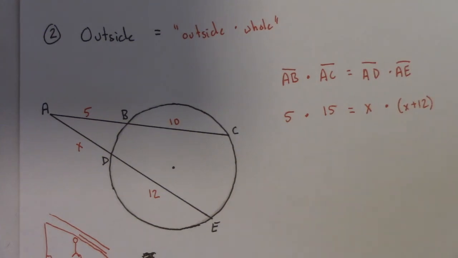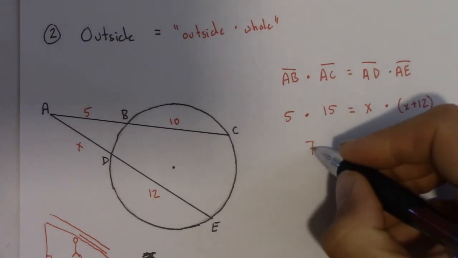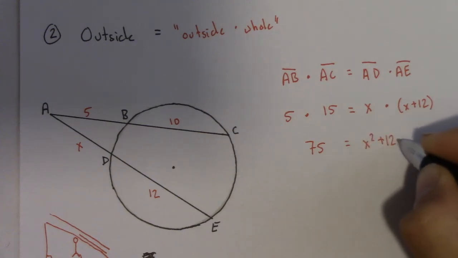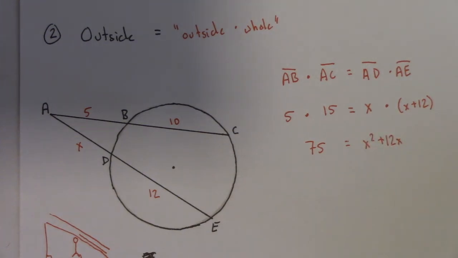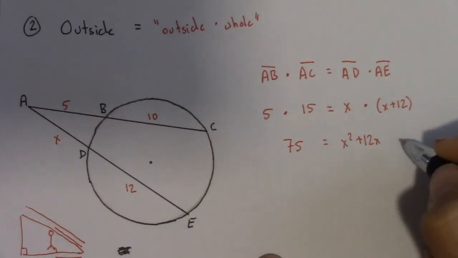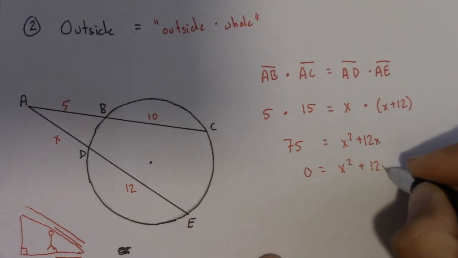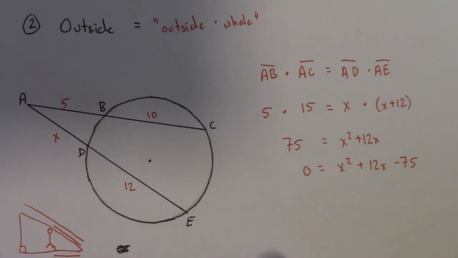Ooh, gotta be careful. Okay, 5 times 15 is 75. Distributing by X, I get X squared plus 12X. Well, if I'm going to do this properly, I need to move the 75 over to the other side. So I've got 0 is equal to X squared plus 12X minus 75. And now you've got a choice. I'm pretty sure this isn't factorable because I've got 3 and 25 and 5 and 15, and that's about it. So I can't factor. So I've either got to complete the square or use quadratic formula.